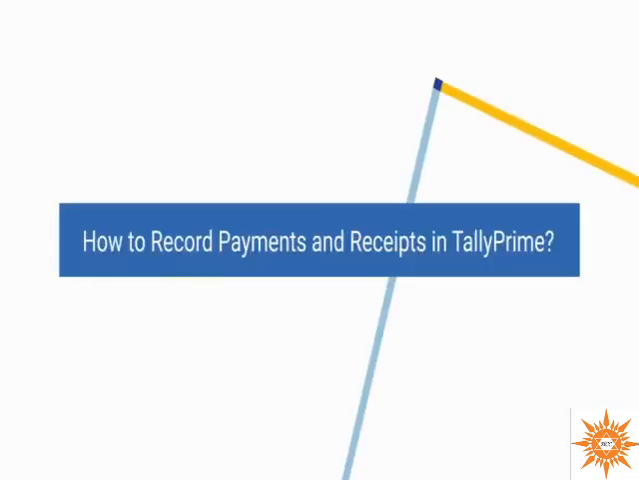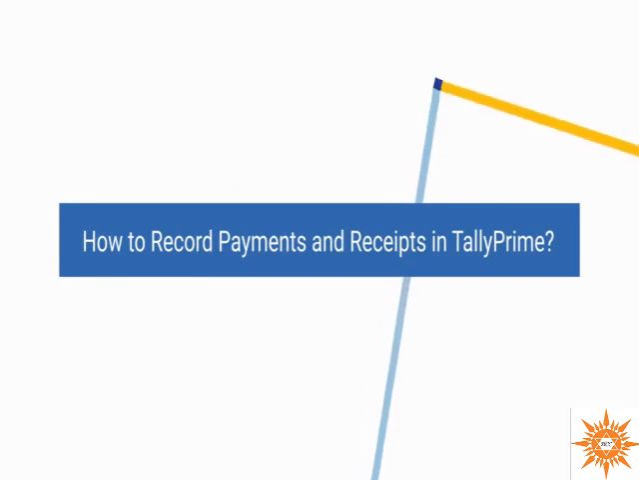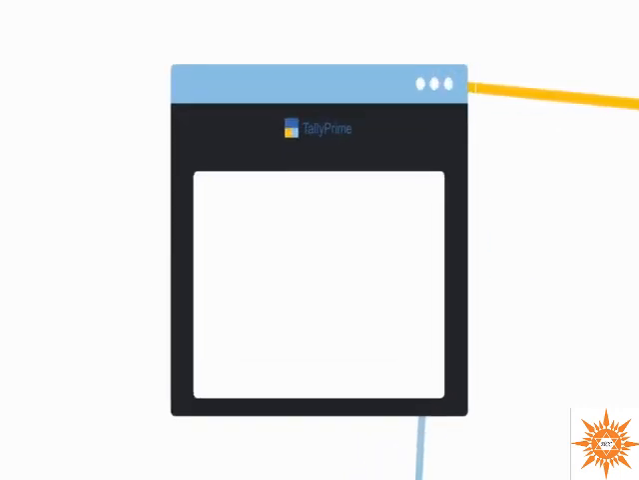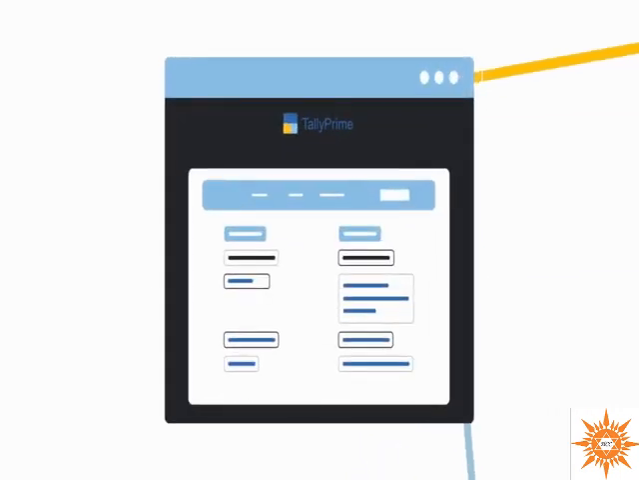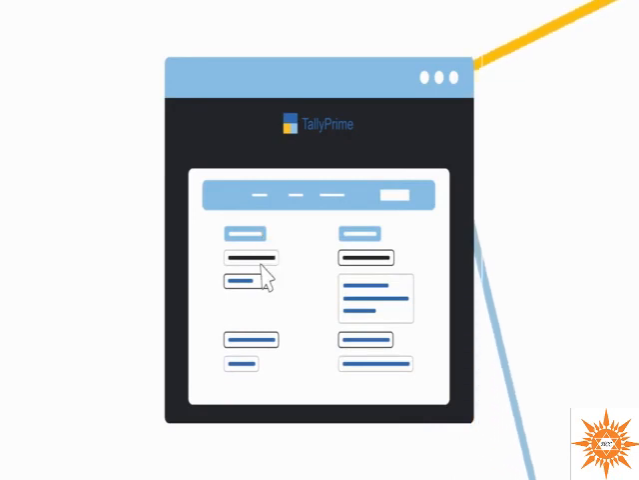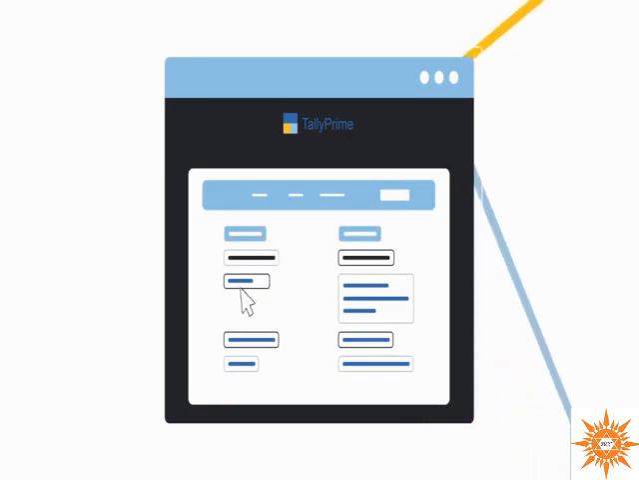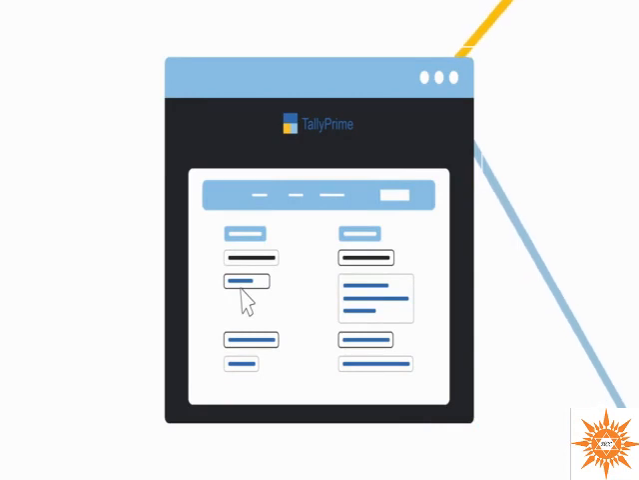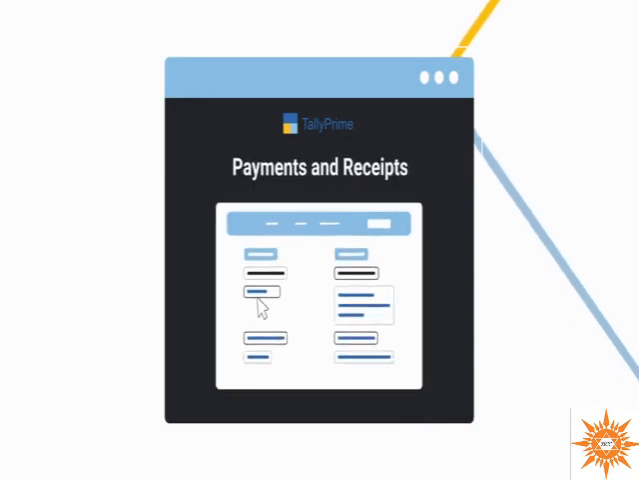You will learn how to record payments and receipts in Tally Prime. This is similar to how we recorded purchases and sales in our previous session. The only difference is that the fields required to be filled will be related to payments and receipts.